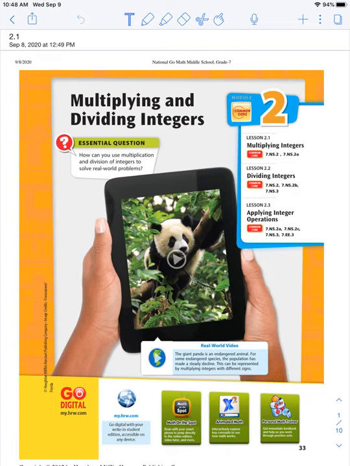Hello, 7th graders. Chapter 2 is going to be on multiplying and dividing integers. We'll start out with 2.1 on multiplying integers.